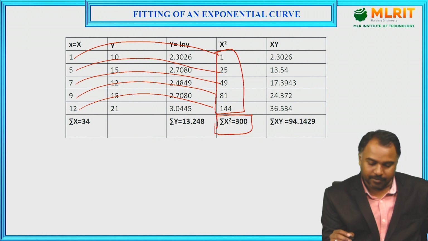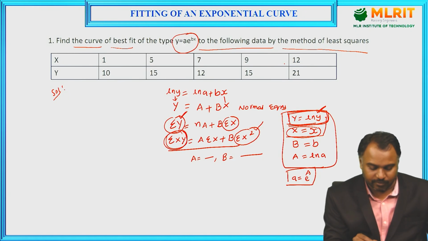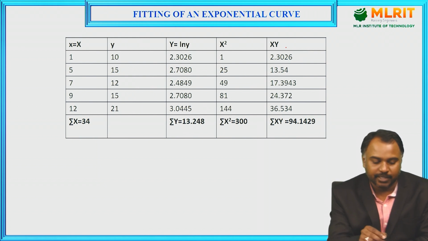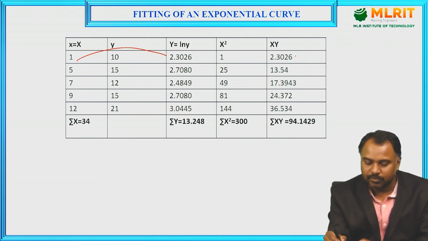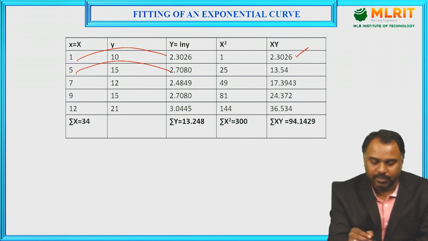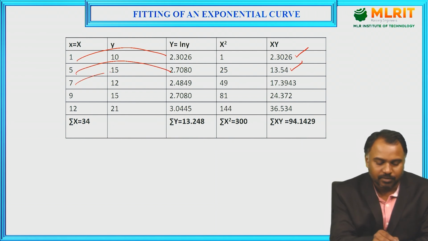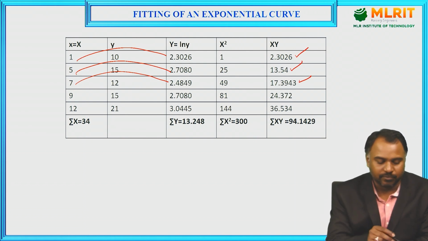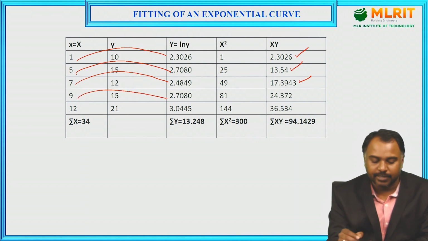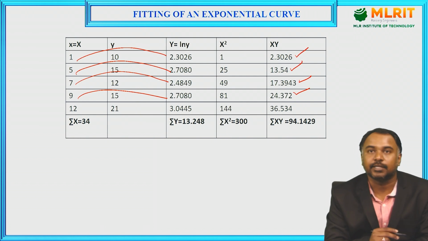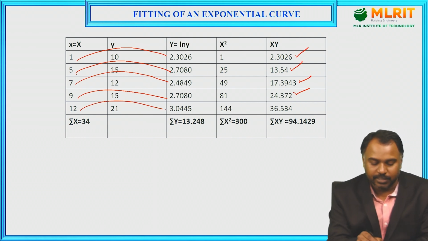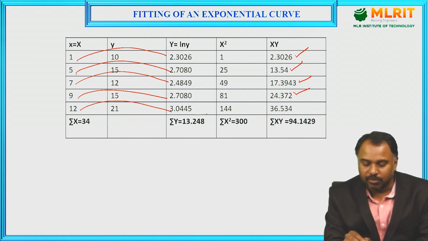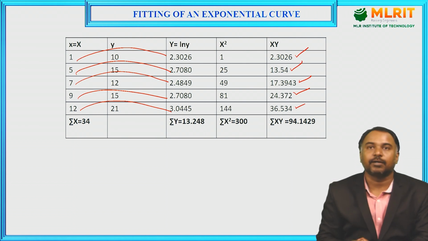In the same way, summation xy is required. So in the second equation, this also we need to find. First we need to find XY. So capital X, capital Y: 1 into 2.3026. 5 into this is 13.54. 7 into 2.4849 is 17.3943. 9 into this is 24.372. 12 into 3.0445 is 36.534.